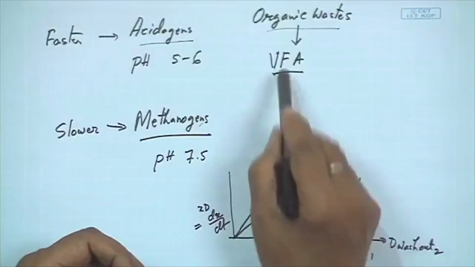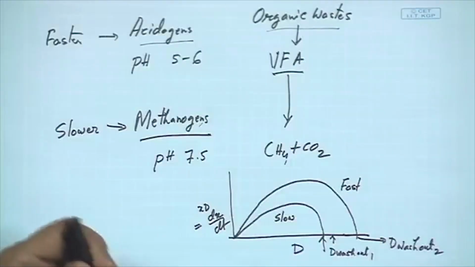So we can produce the acidogenic culture and the methanogenic culture separately. Methanogens we can develop by taking the mixed culture and putting in a selective substrate. We put only the volatile fatty acid as a substrate in the reactor, so that only methanogens can grow, because methanogens can only convert the volatile fatty acid to methane and carbon dioxide. So we can segregate the culture like this.